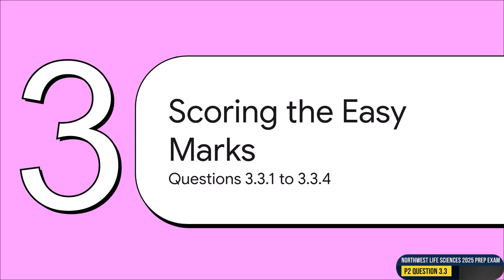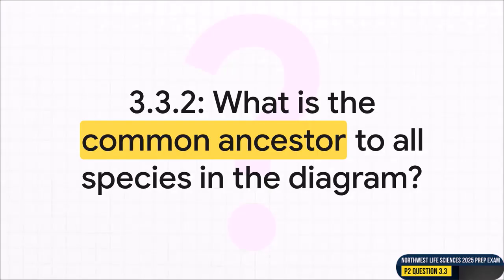So first up is 3.3.1, which asks what this diagram is even called. Well, it's a phylogenetic tree. It shows evolutionary relationships. Boom, one easy mark. Okay, next up, 3.3.2. This question is basically asking, what's the granddaddy of them all? Where is the root of this entire family tree? If you trace everything back, where do you end up?